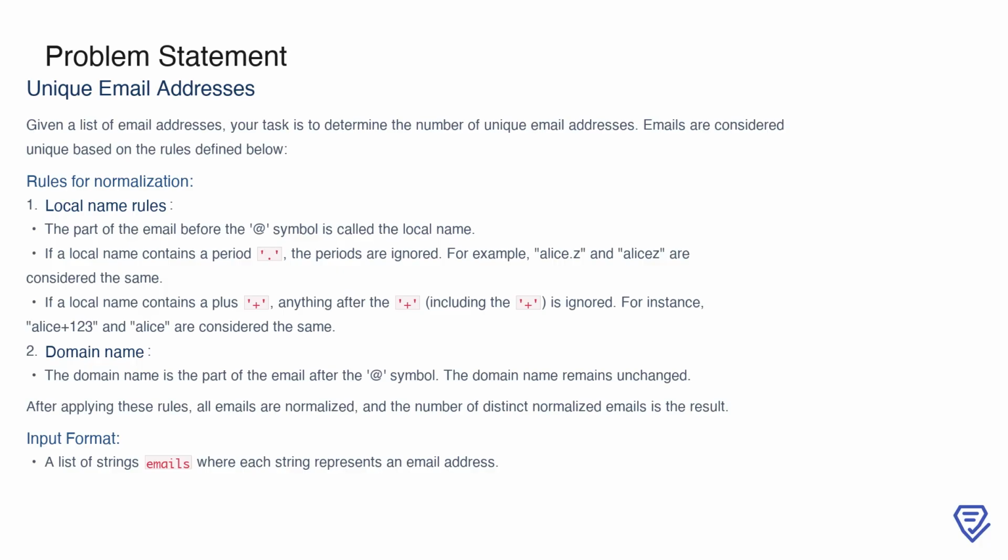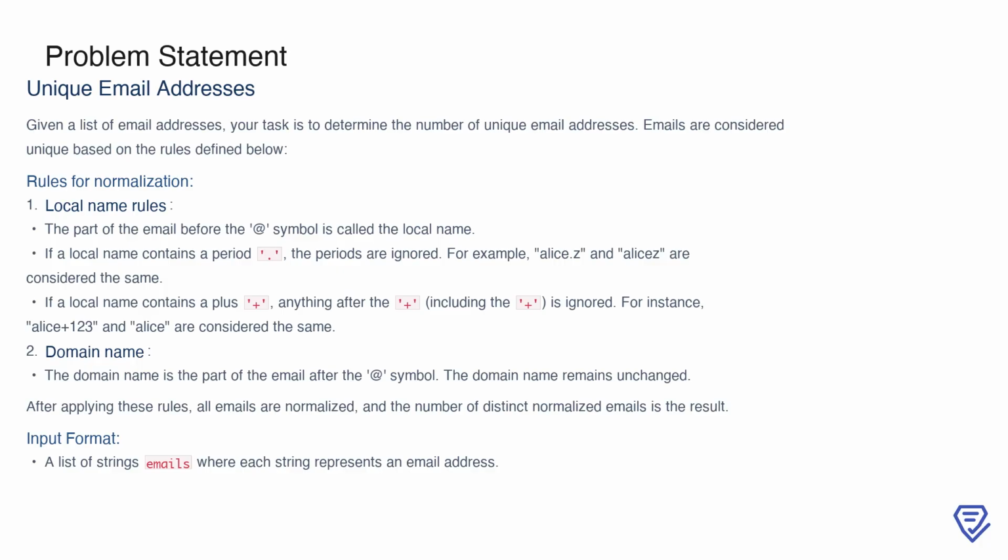on specific normalization rules. Each email consists of two parts: the local name, which is the portion before the @ symbol, and the domain name, which is everything after the @. In the local name, any periods, represented by the dot character, are ignored, meaning alice.z and alicez are treated as the same. Additionally, if the local name contains a plus sign, everything after the plus is disregarded during normalization. For example, alice+123 and alice are considered identical.